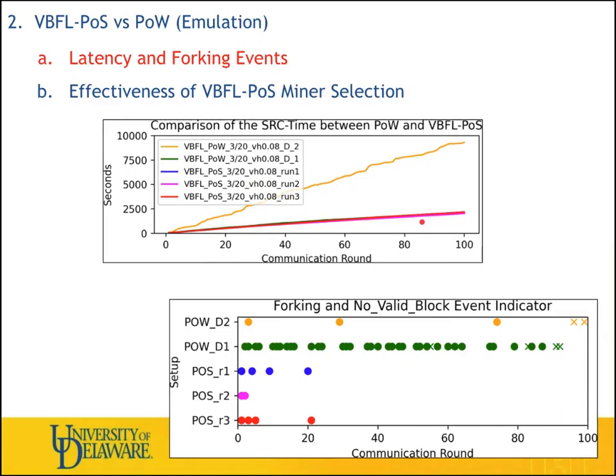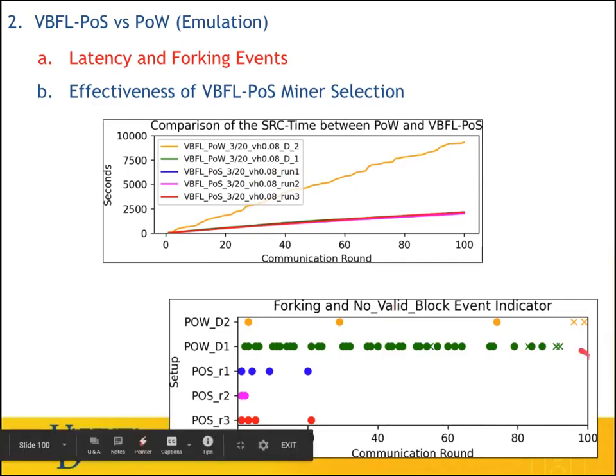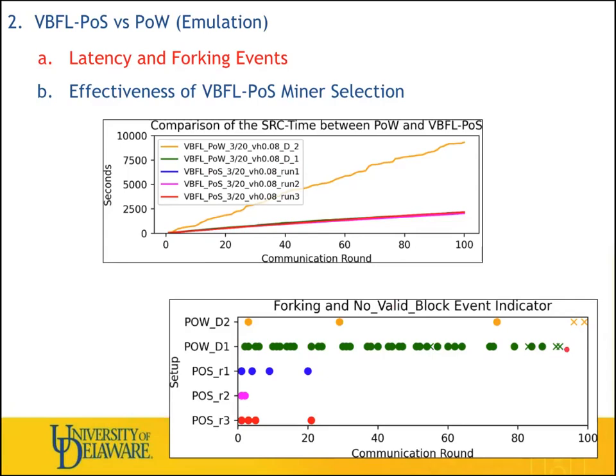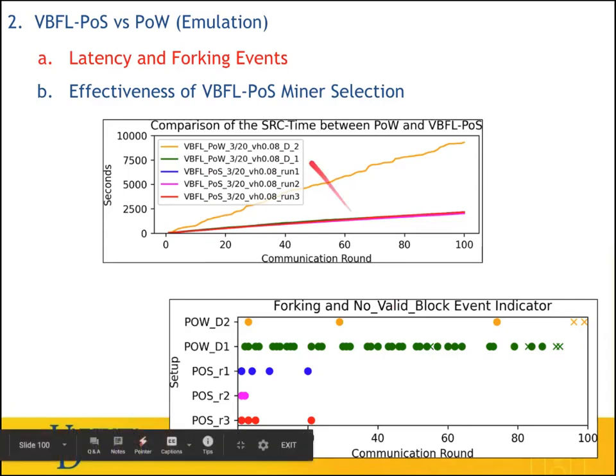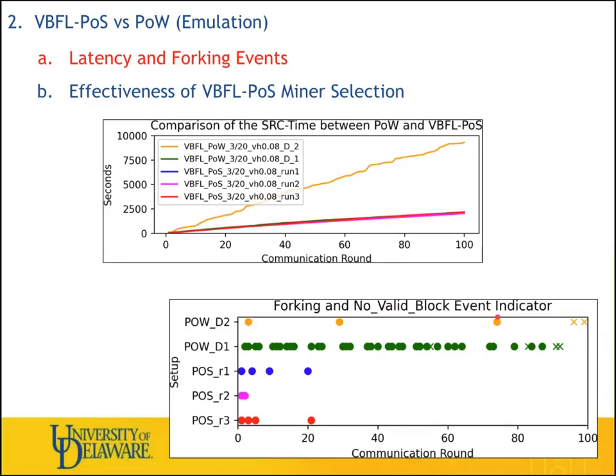We can see for POW D1, that is this green line, it is very overlapping here. Its accumulated SRC time is comparable to all 3 POS runs. However, figure 2 shows that it has a lot of forking due to the mining taking too short a time, and that is not ideal at all. For difficulty 2, the forking events are much fewer. However, its accumulated SRC time is too long.